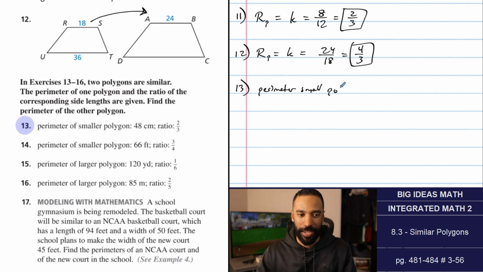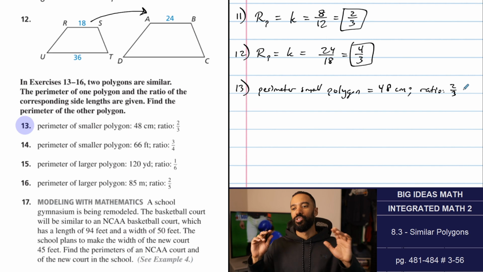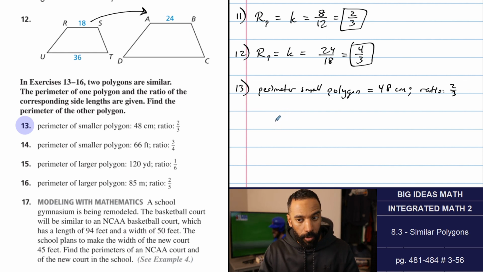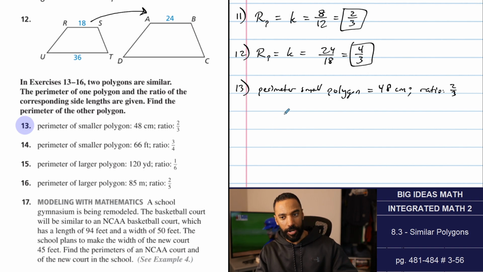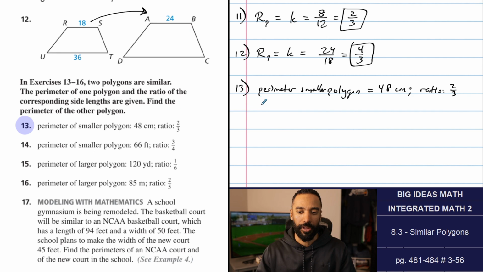Sorry, I feel like I have to write this. Perimeter of the smaller polygon equals 48 centimeters, and the ratio is 2 to 3. So this is where directionality matters in what you do. When it comes to writing a proportion, we're going to find the perimeter of the larger polygon from the smaller.